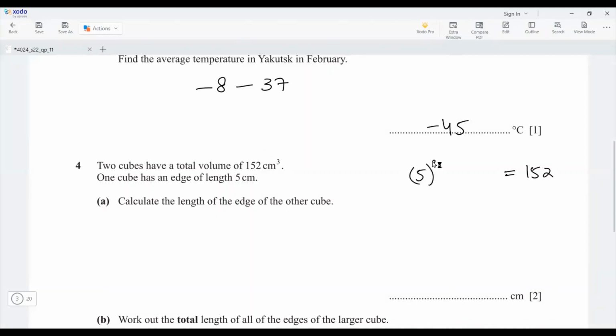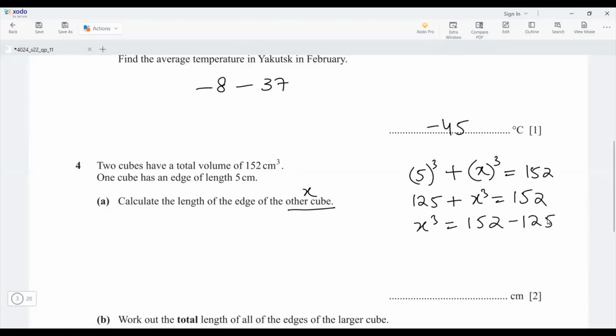So if we know one of the cube's volume formula, it is 5 cube, we have to add, and we can suppose the other cube's length as x. So we can add x raised to power 3, means x cube, because the volume's formula for cube is length cube. So 5 cube is 125 plus x cube equals 152. Subtract that 125 onto the other side, it results in 27. So 27 is basically cube of 3.